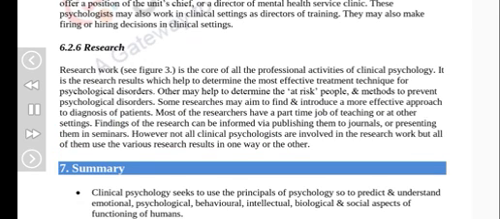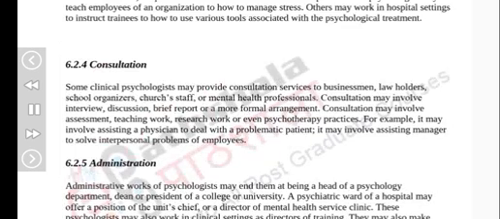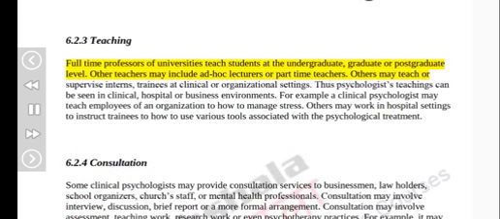6.2.3 Teaching. Full-time professors of universities teach students at the undergraduate, graduate or postgraduate level. Other teachers may include ad hoc lecturers or part-time teachers. Others may teach or supervise interns, trainees at clinical or organizational settings. Thus, psychologists' teachings can be seen in clinical, hospital or business environments. For example, a clinical psychologist may teach employees of an organization how to manage stress. Others may work in hospital settings to instruct trainees how to use various tools associated with the psychological treatment.